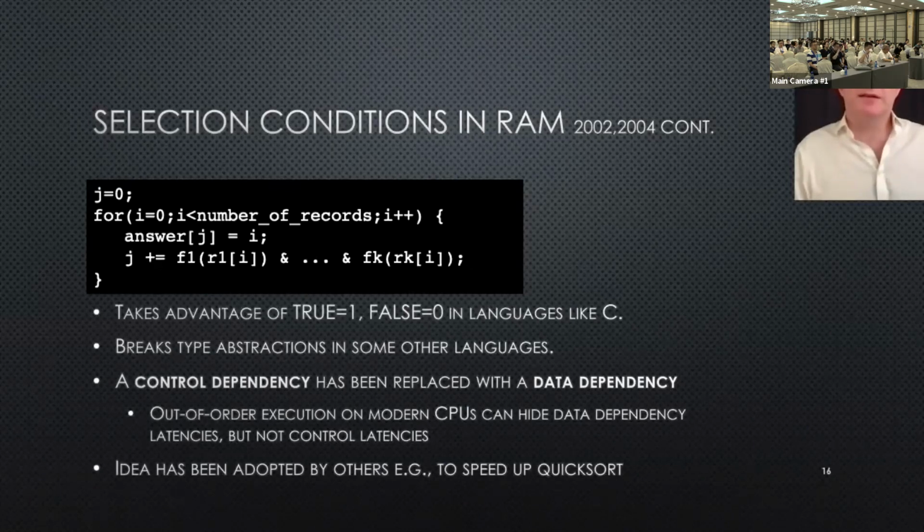So this idea has had some influence. It's been used by some others, for example, to speed up quicksort. You can imagine how quicksort works, moving through the data from the right and the left, and the conventional implementation of quicksort will do if tests all along. It turns out it's even faster if you replace the testing with a data-dependent version rather than a control-dependent version.